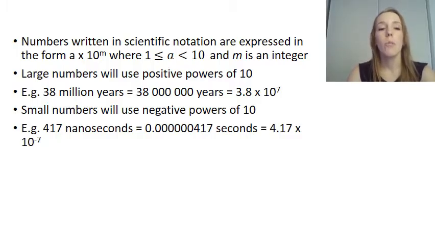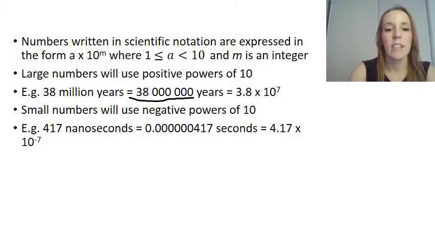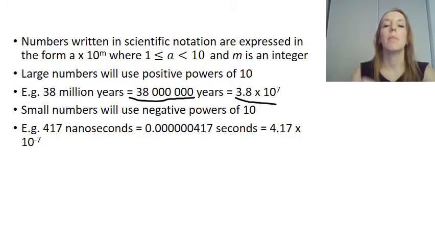So large numbers will use positive powers of 10. For instance, 38 million years, if we wrote that out, you can see there, that's it written out. And in scientific notation, it's 3.8 times 10 to the power of 7. So you see it's a large number, so it's a positive integer.